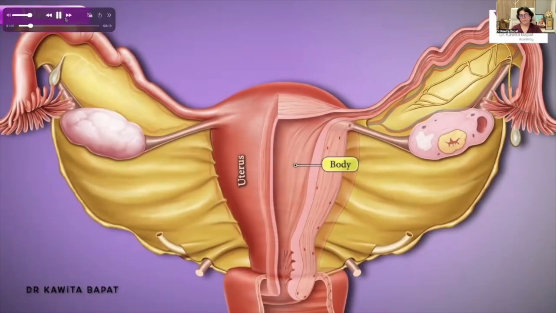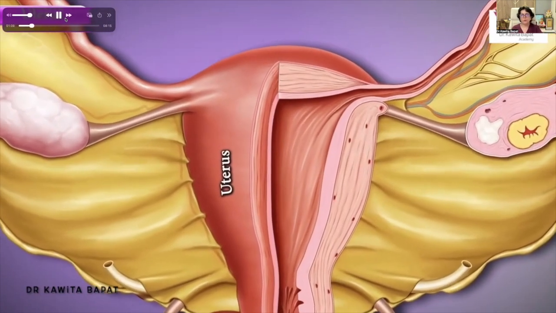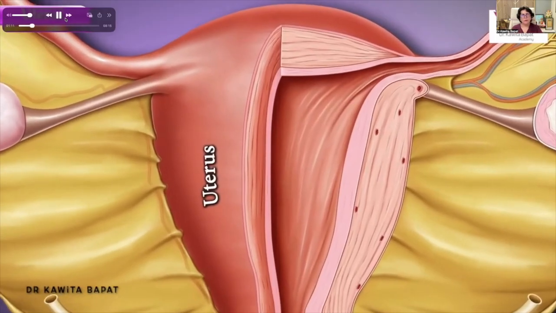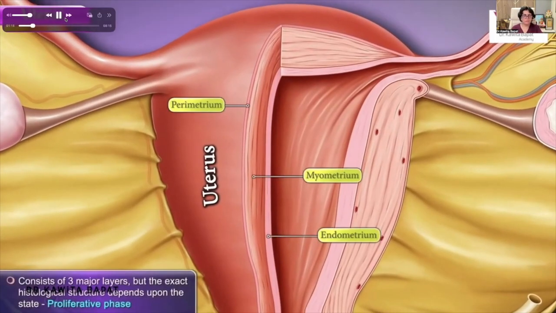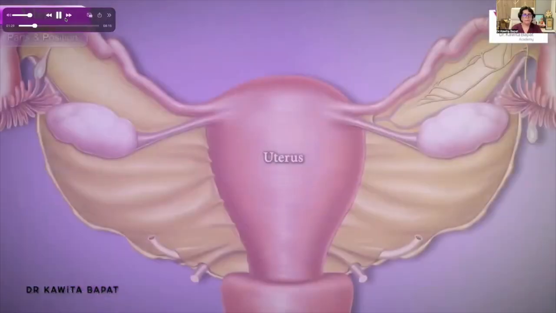Uterus is having 3 parts. The upper portion is the body and the lower portion is the cervix. And in between the 2, that small portion is called the isthmus. Uterus has three major layers, and the histological structures depend upon the proliferative phase. They are the perimetrium, myometrium, and the endometrium. These are the three major layers of the uterus.